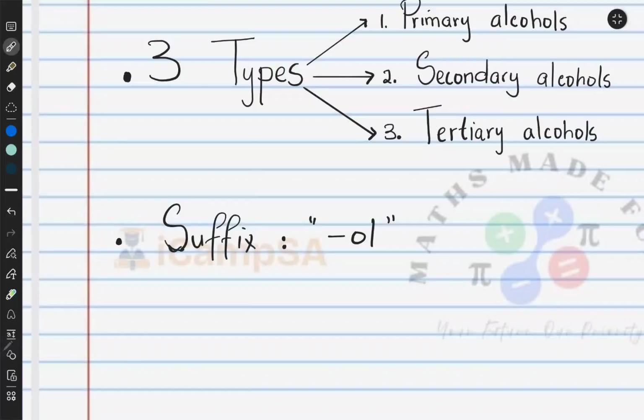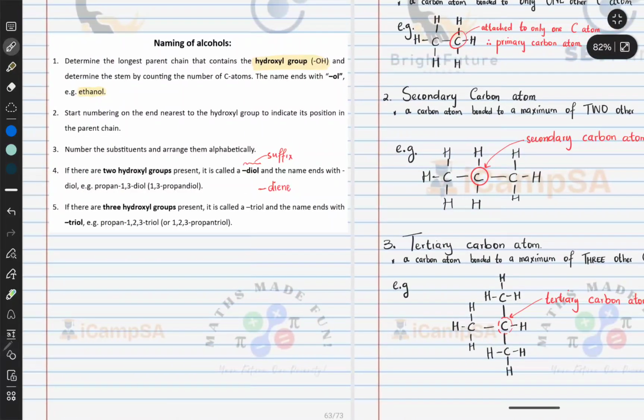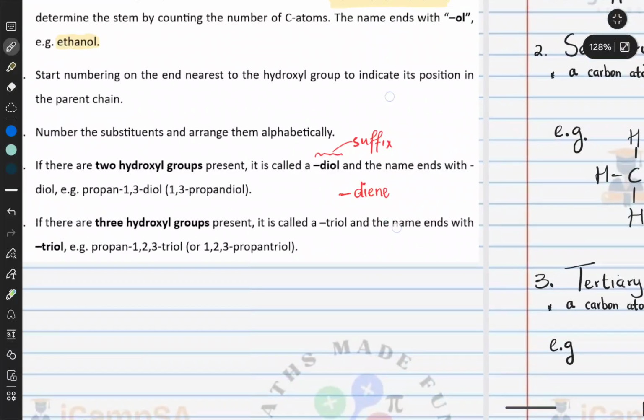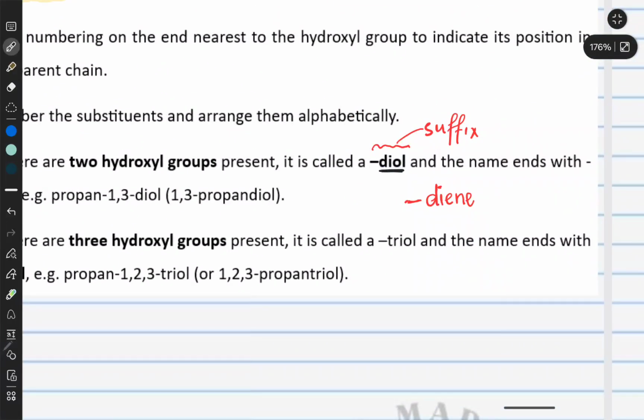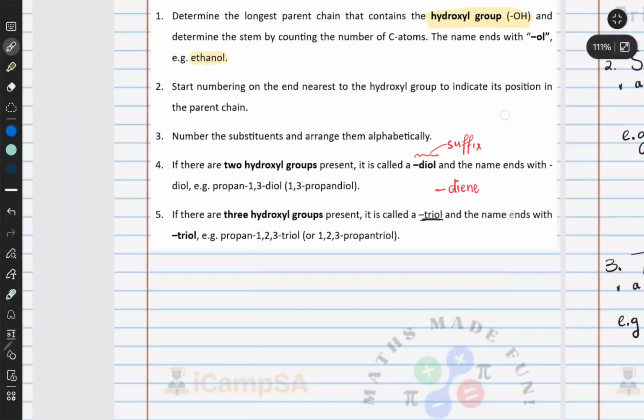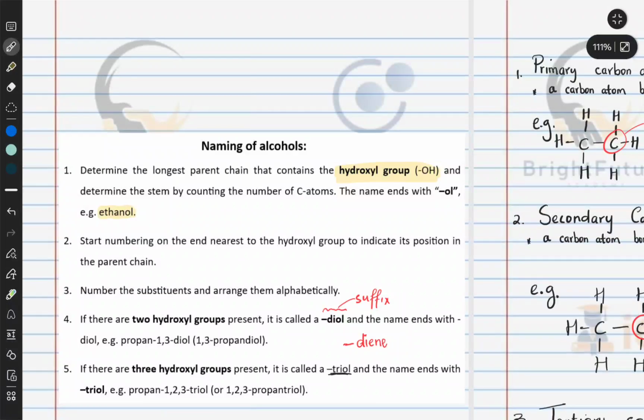So that's what's happening. Now if there are two of these hydroxyl groups in the main chain, you then use diol as your suffix, okay? And then if there are three, it becomes a triol, okay? So those are the rules to naming alcohols.